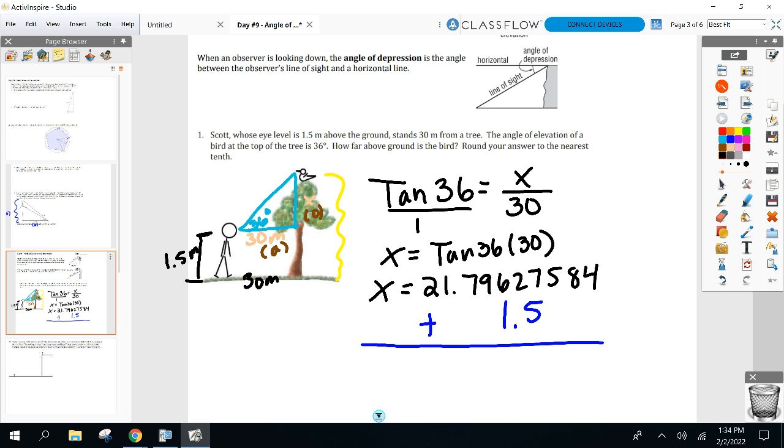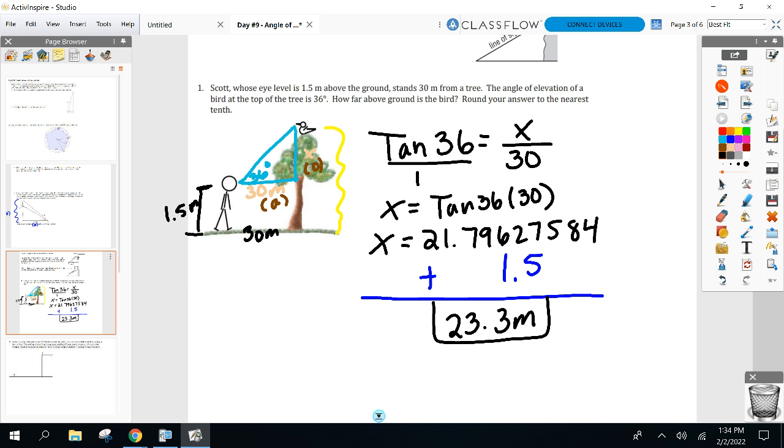So bird to ground, what are we looking at? 23.3 meters. Units, units, units, units, units. You guys good there? Elevation. You were looking straight ahead, now you're looking up to form that angle. All good. All right, well, what happens if the roles are reversed?